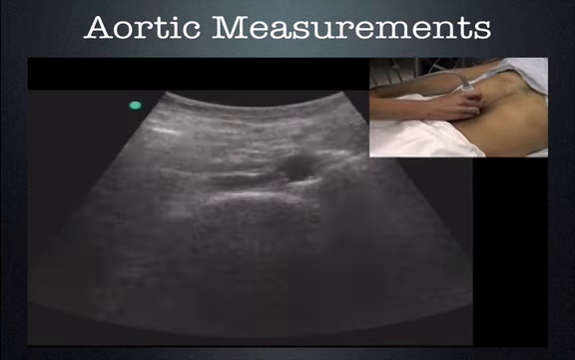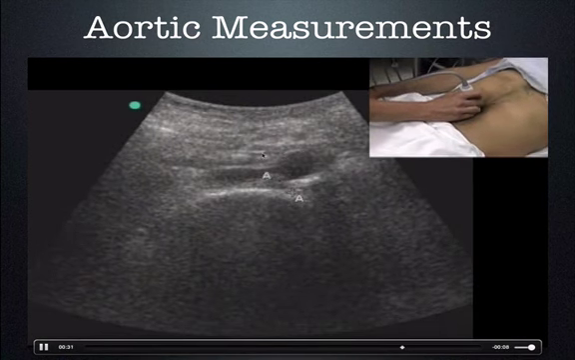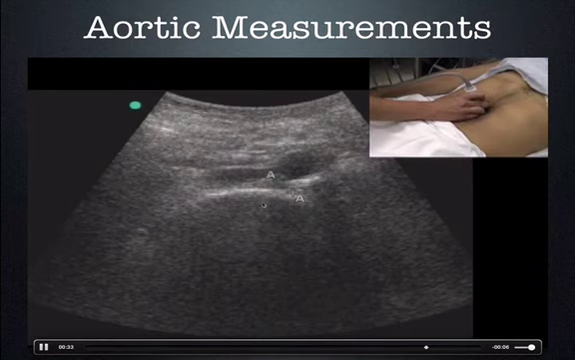There's the bifurcation. You can see the common iliacs right here. They come back up to measure the aorta. And this would be your distal segment measurement. Here's the IVC just for reference.